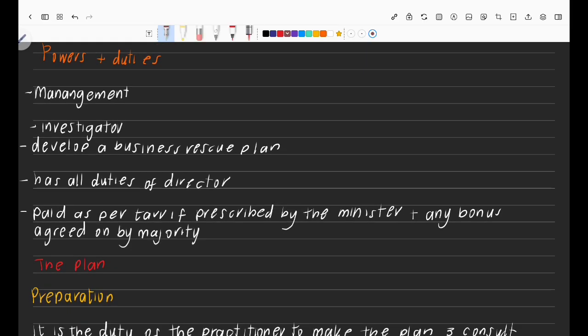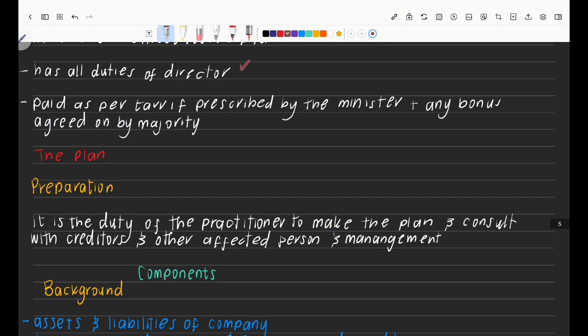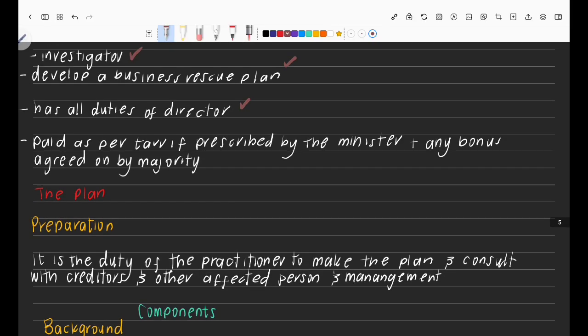What are their duties? Duties of the practitioner: they become management, they become an investigator. So they need to investigate what exactly went wrong, how can we fix it, etc. Most importantly, they need to develop a business rescue plan, right? They have all the duties of the directors, right? And they owe the same duties as a director owes to a company, right? And they are paid a tariff as prescribed by the minister, plus any bonus that they were able to negotiate, considering that the business rescue plan becomes a success, right?